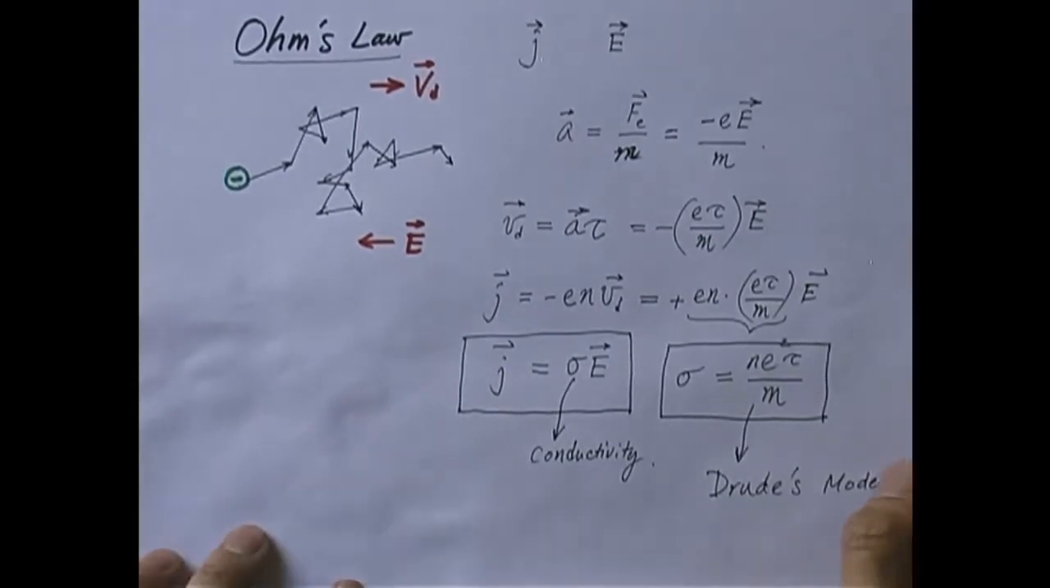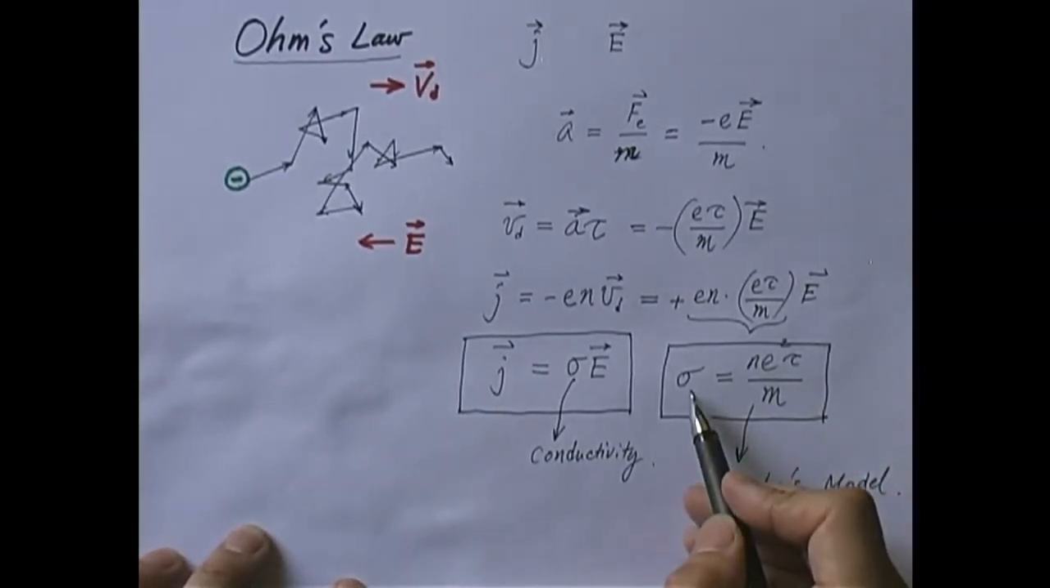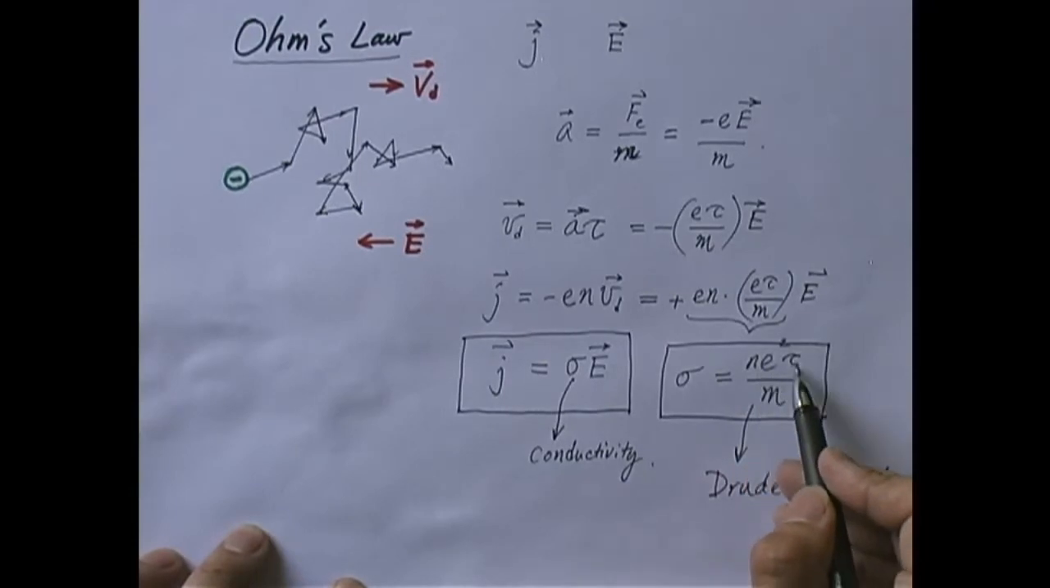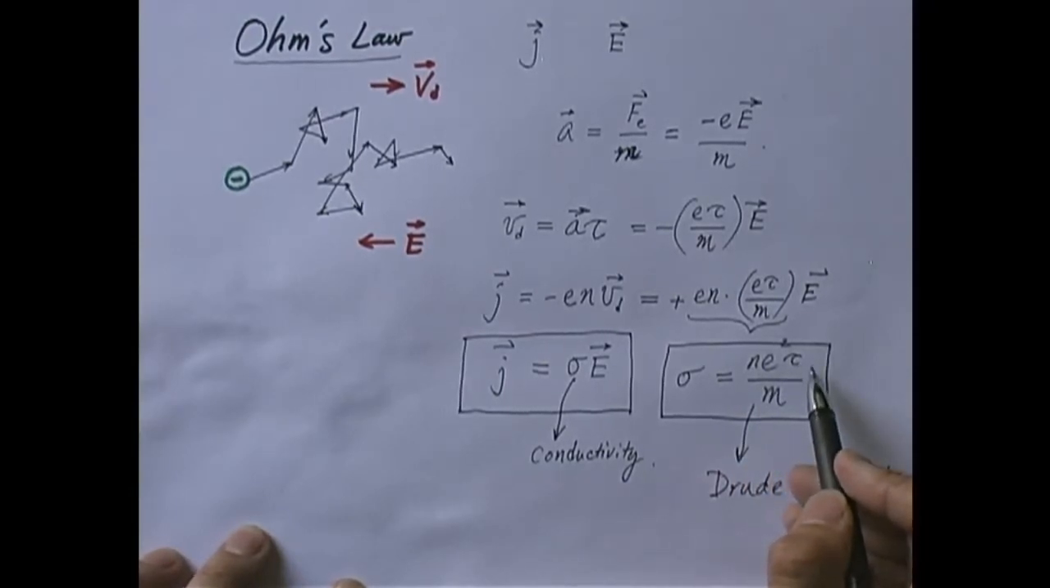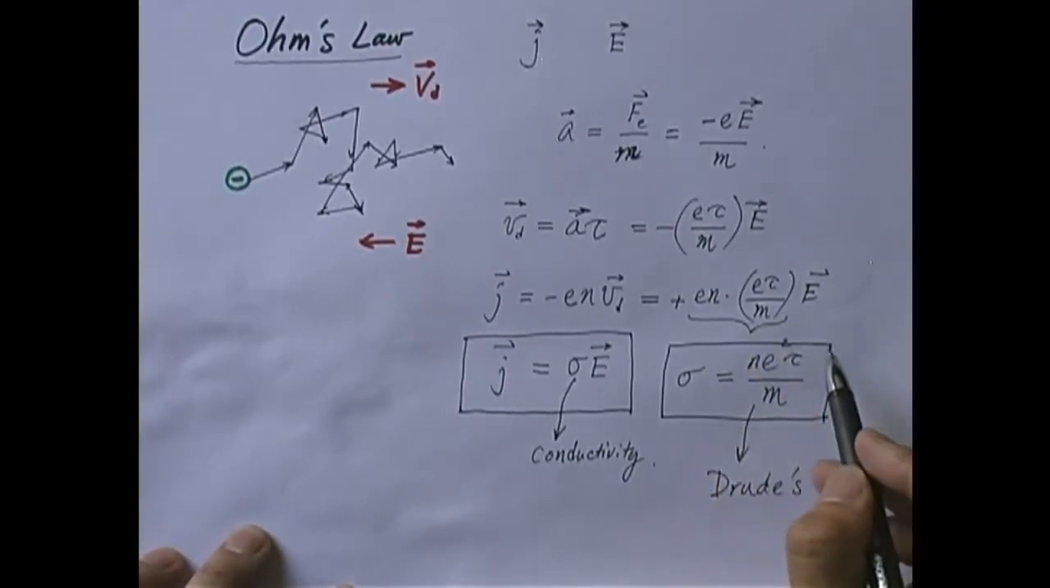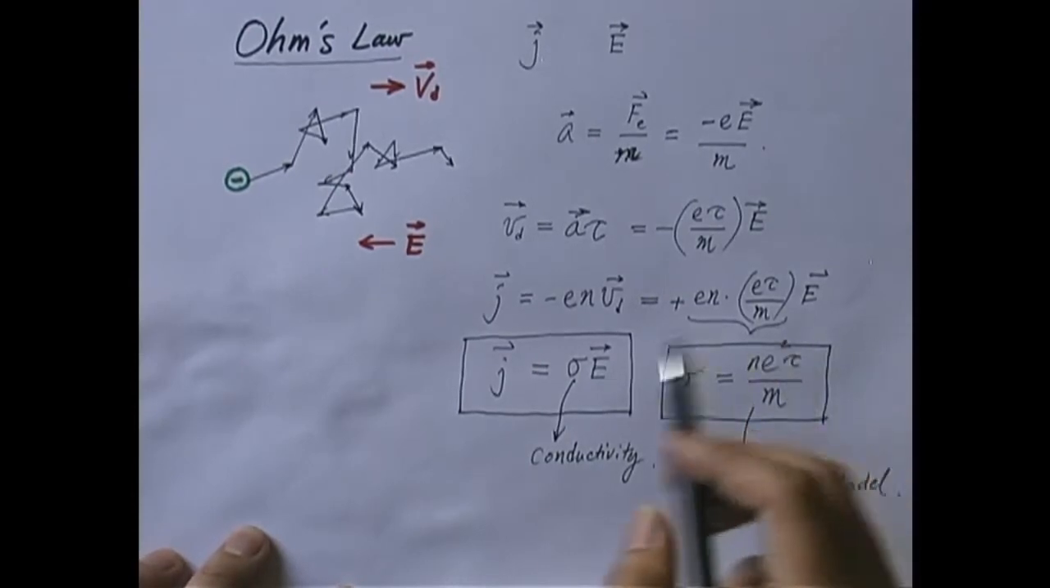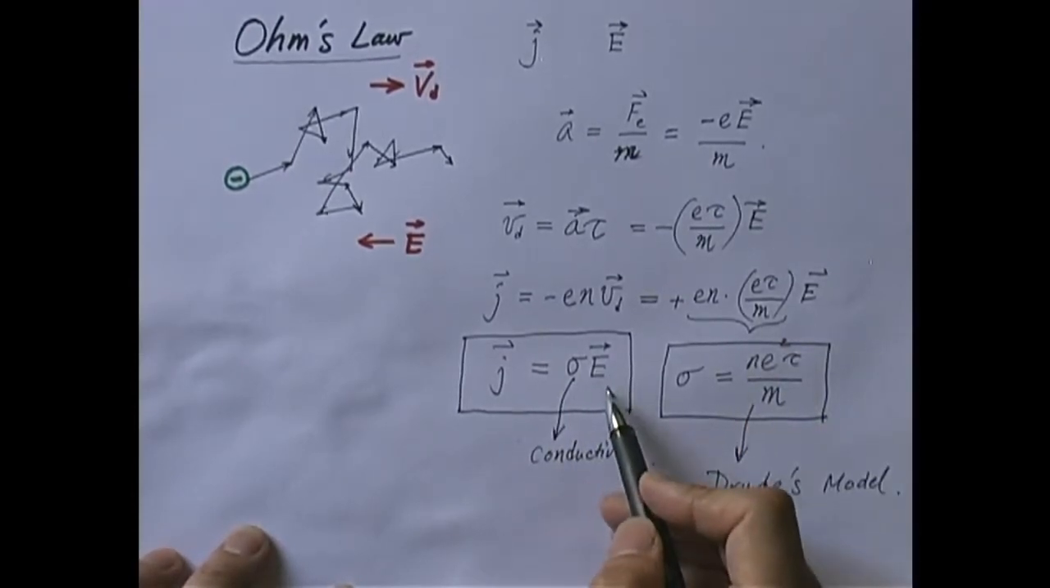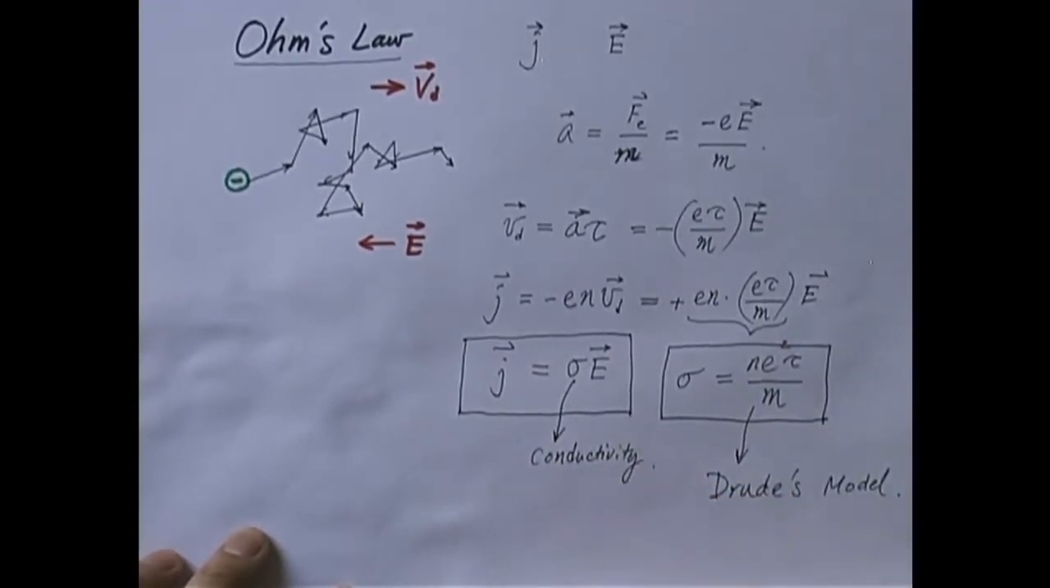Okay, and of course, in order to calculate sigma numerically, we have to know what n is, we have to know what tau is, which is the most difficult part of the calculation. But let's not deal with that. All we have to understand now is that J indeed equals sigma times E. Sigma is called conductivity, however you calculate it.